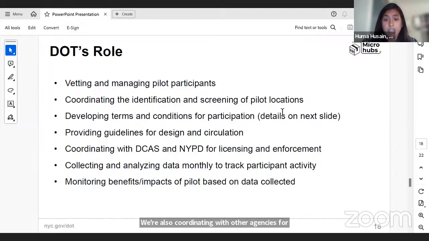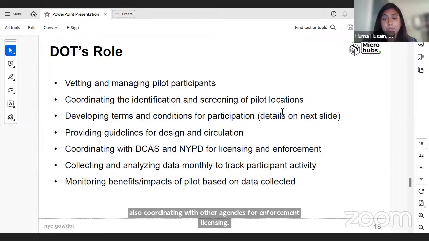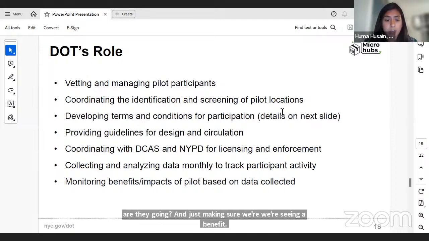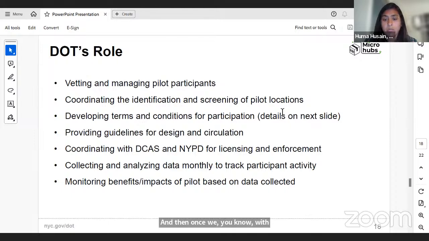We'd be tracking data monthly, requiring as part of the terms that the companies share data with us, because that's a big part of learning whether this pilot actually has a benefit to the community itself. So what are the reductions in truck trips? Where are trucks no longer going versus where are they going? And just making sure we're seeing a benefit. And then, with monitoring the impacts of the pilot with that data, we would determine how we move forward.